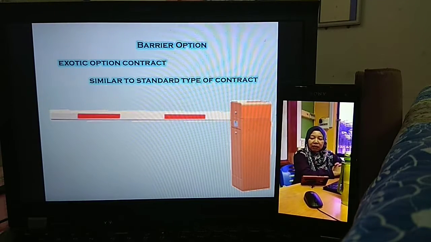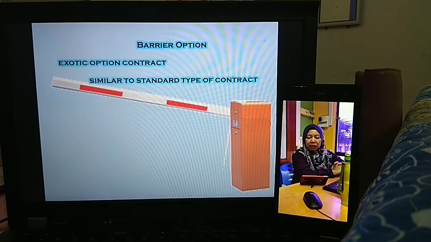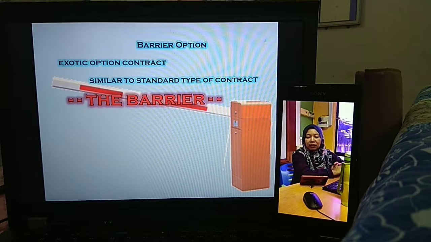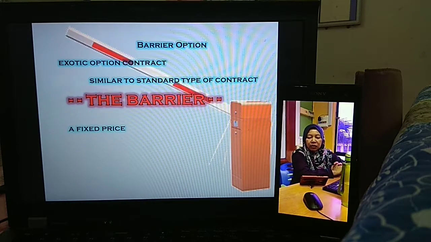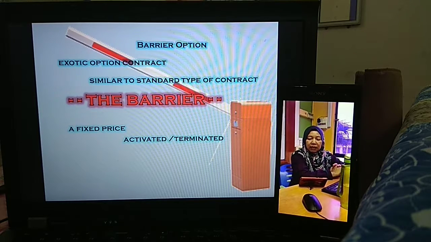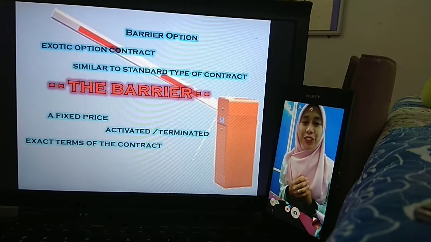Barrier options are a type of exotic options contract. They are fairly similar to standard types of contract, but with an important additional feature, the barrier. The barrier is a fixed price at which the contract is either activated or terminated, depending on the exact terms of the contract. Thank you, Madam, for the brief introduction.